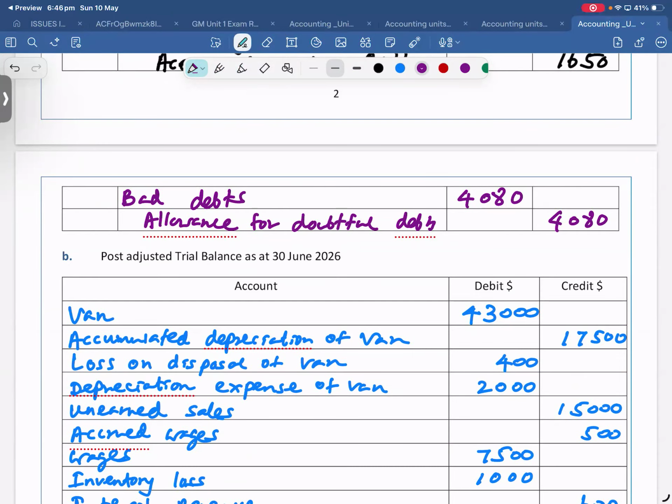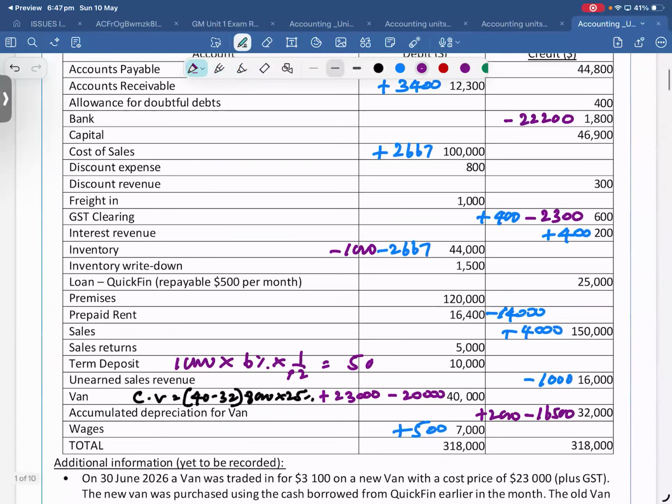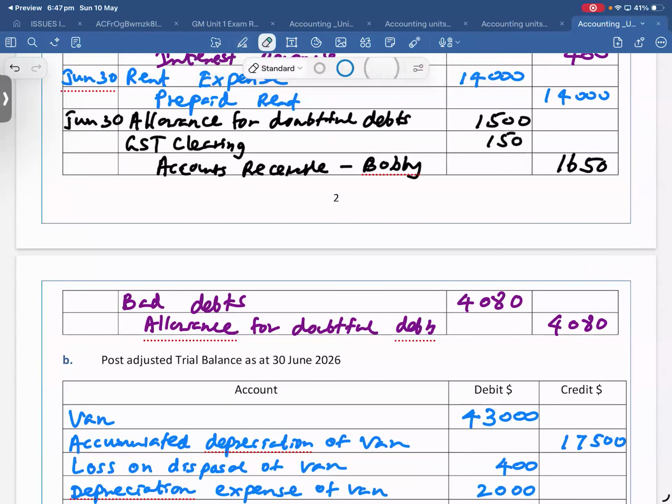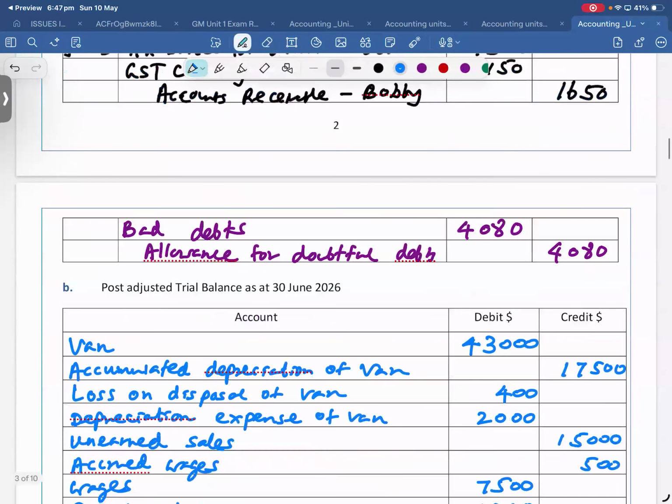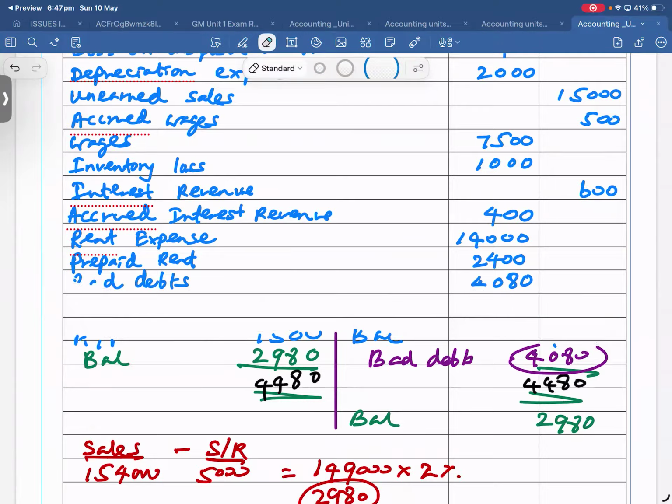Right, now we can update it, guys. Was there any bad debts account? No. Bad debts, we'll write it here, $4,080. And then allowance for doubtful debt.